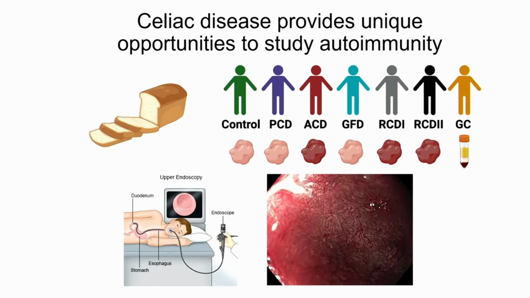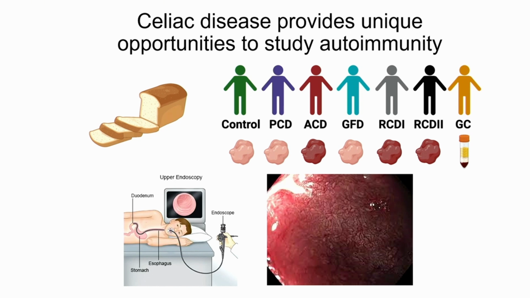So here we go, fast forward to when I became a faculty member at Columbia. We started looking at human celiac disease. We all know how important celiac disease is as its own entity, but it also provides a lot of interesting tools to understand immunology. Because we know the antigen, we have patients with many distinct stages of disease. Not only do we have healthy controls and people with active celiac disease, but we also have patients who have celiac disease but are on a gluten-free diet.